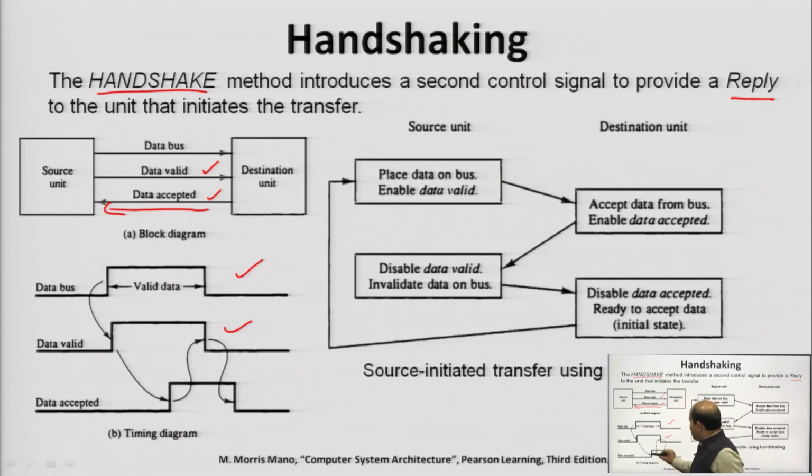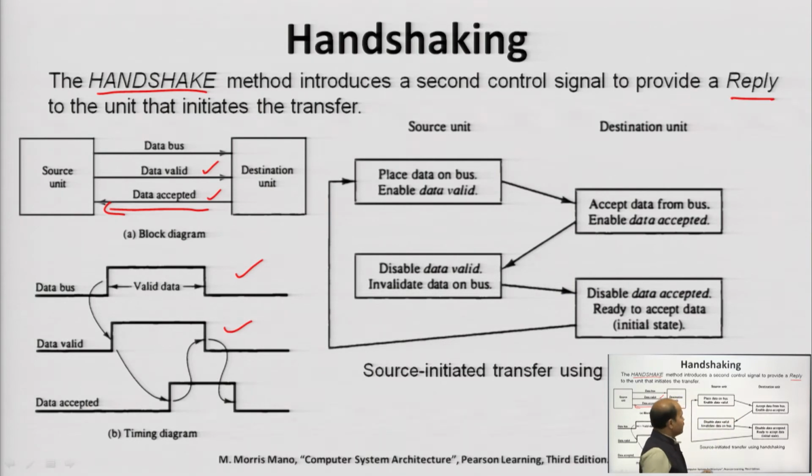So, once the data accepted signal is enabled, immediately after that the valid data signal, corresponding to that data, will be disabled by the source unit, because it is a handshake protocol. Both the devices are properly informed to each other, right. So, in this case both the devices are aware that the data transfer operation is successfully over or the data is completely received by the destination, which is written here.